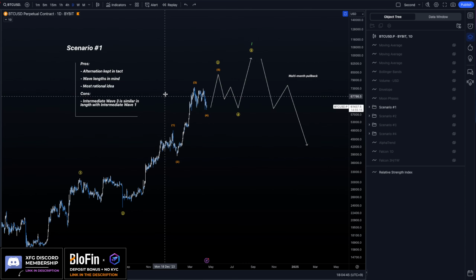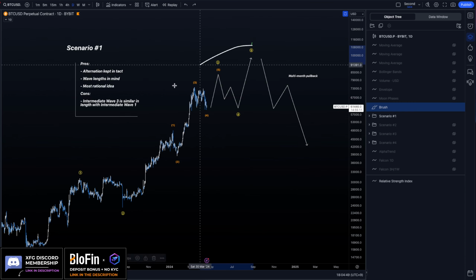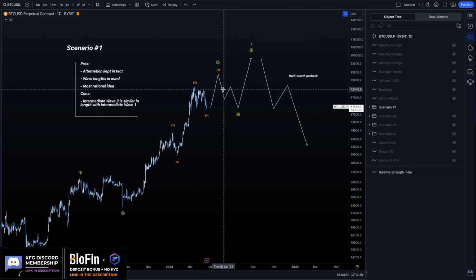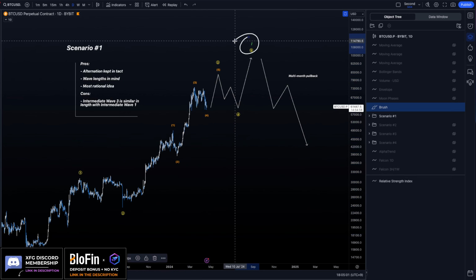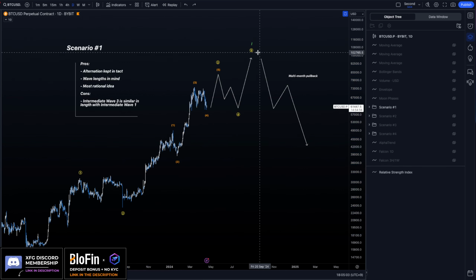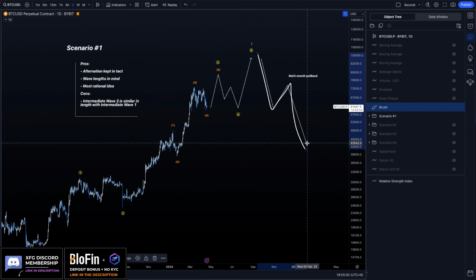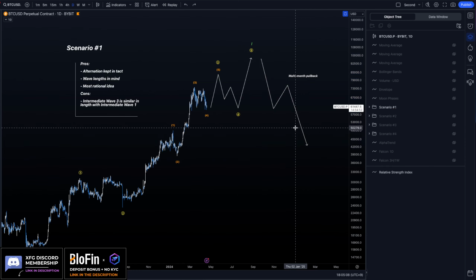And I think this is possibly the most rational idea just based on not just the macro perspective of the parallel channeling technique, also Fibonacci in mind and alternation in mind, is that we also have a really good looking structure for a possible 5-wave move up for this cycle wave 1 to complete off and blow off. And we go off to another bear market, possibly in 2025 to 2026. Now, again, that's scenario number 1.